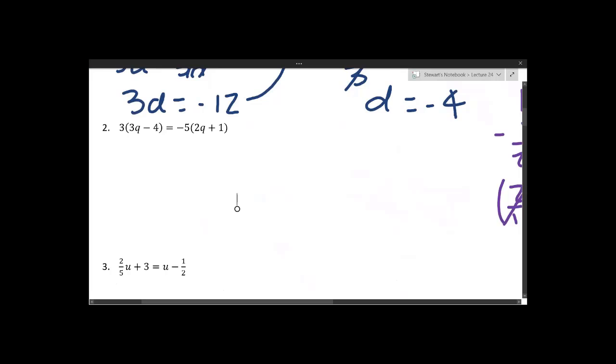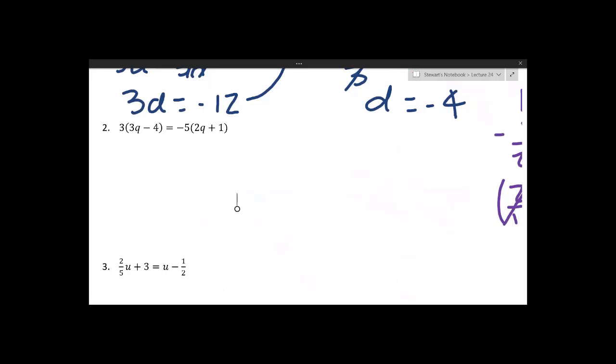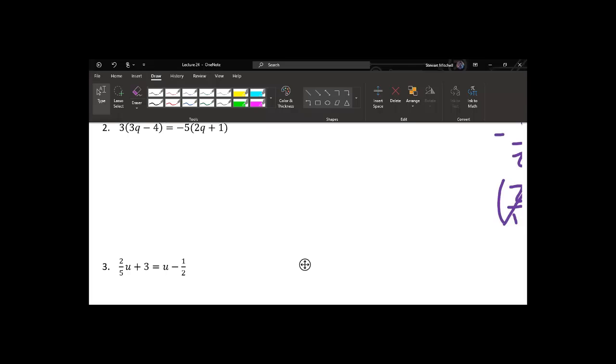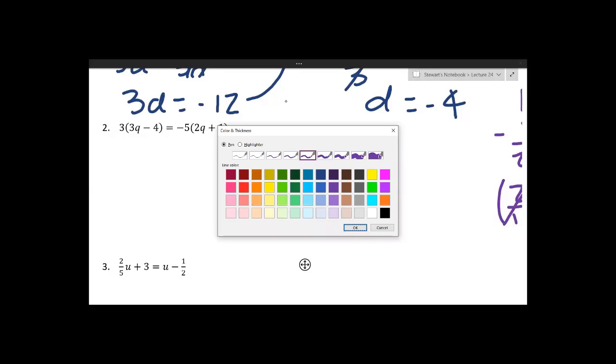Okay, so now we have 3 times 3q minus 4 is equal to negative 5 times 2q plus 1. Okay, so this one is kind of similar to the last one in the sense that we have something happening next to an expression that's in parentheses. And I know that I said that in most cases we're going to go in the reverse of the order of operations, and we still will in this case.